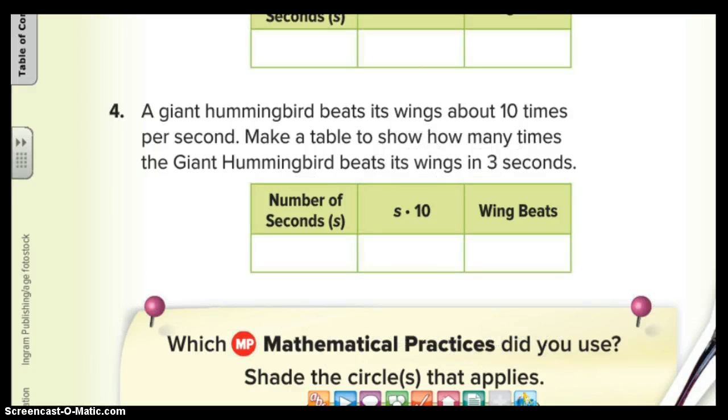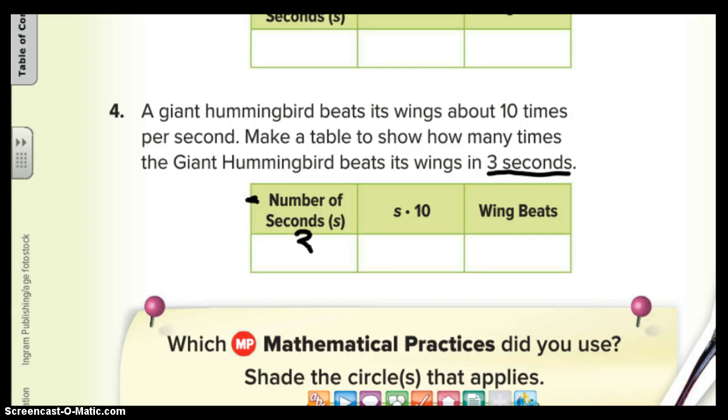Now, a giant hummingbird beats its wings about 10 times per second. Make a table to show how many times the giant hummingbird beats its wings in 3 seconds. So we're just going to organize the information from the word problem into a table format. Our first column here is going to be our variable. What changes? How many seconds we decide to use. That's going to be S. And in this case, we want to do 3 seconds.